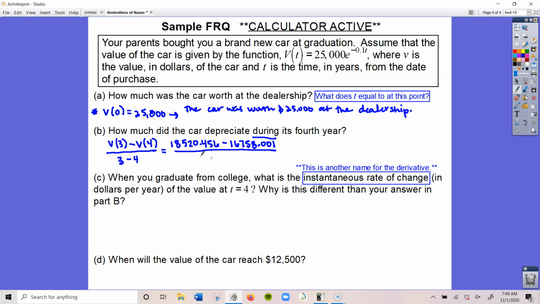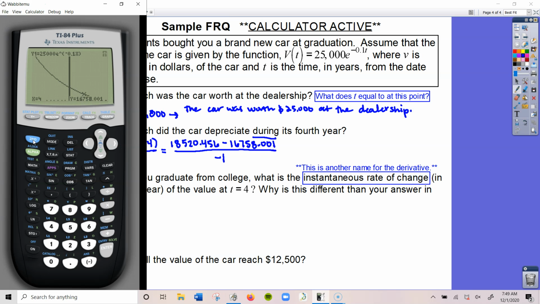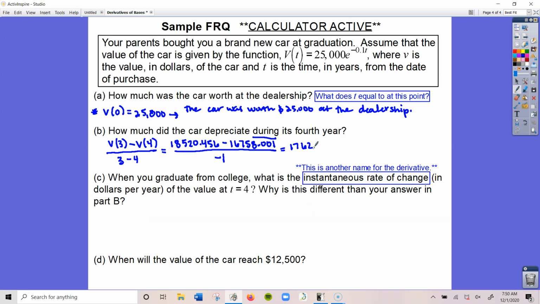And divided by 3 minus 4, which is negative 1. So now I'm going to go ahead and subtract. I'm just going to exit here a moment. I'm going to put 18,520.456 minus 16,758.001. And I get 1762.455 over negative 1. Which, remember, this represents money.